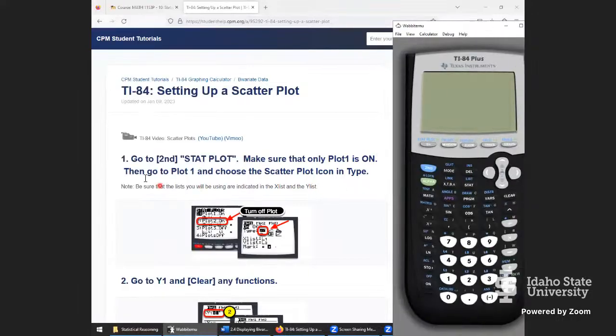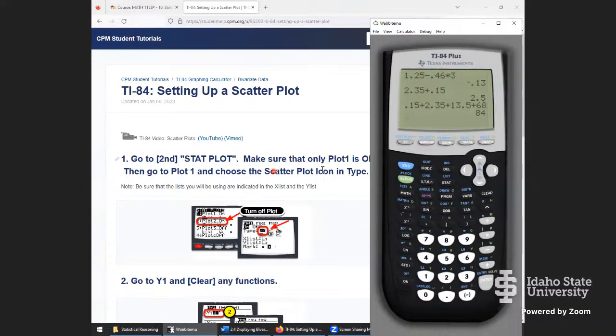So first thing you have to do, this is a one-time setup operation here. We want to make sure our calculator will even do a scatter plot, which it doesn't by default. So first thing we'll do is turn it on, hit the second, and then the y equals. That's taking us to the stat plot menu.